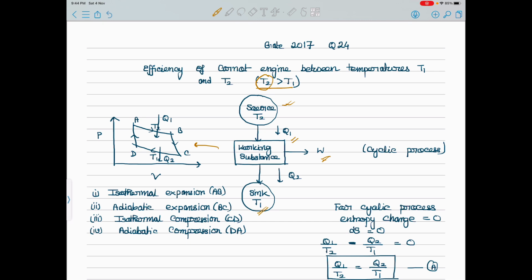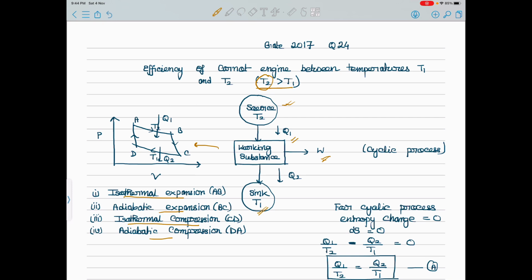This process happening on the working substance is shown on the left-hand side, which is a typical Carnot cycle. Q1 amount of heat comes in during isothermal expansion, and Q2 amount of heat is released to the sink during isothermal compression. In between there are adiabatic expansion B to C and adiabatic compression D to A, where no heat exchange takes place.